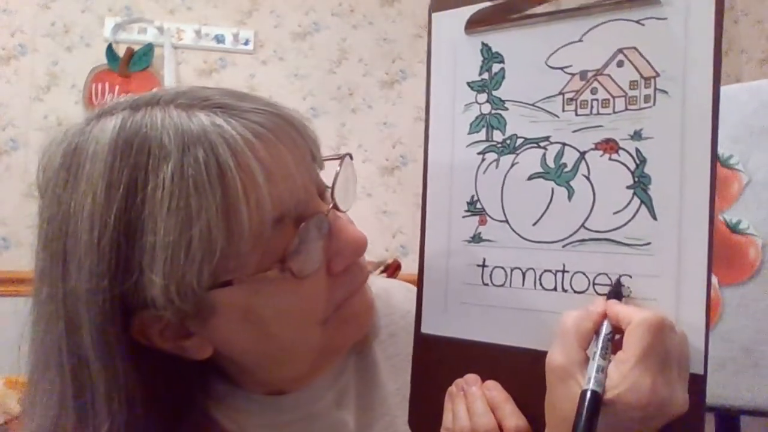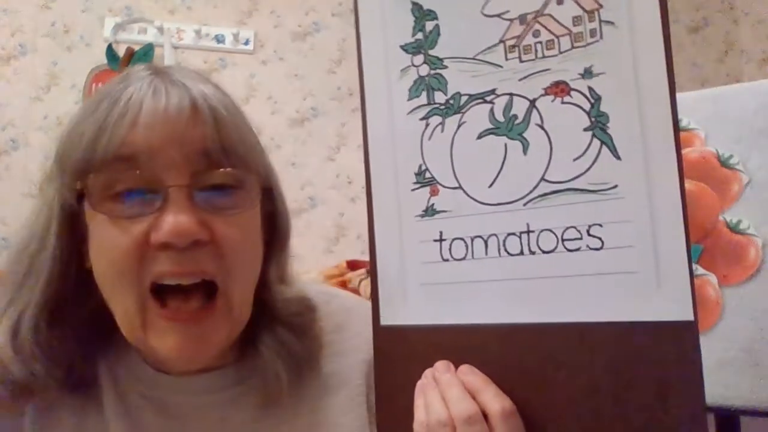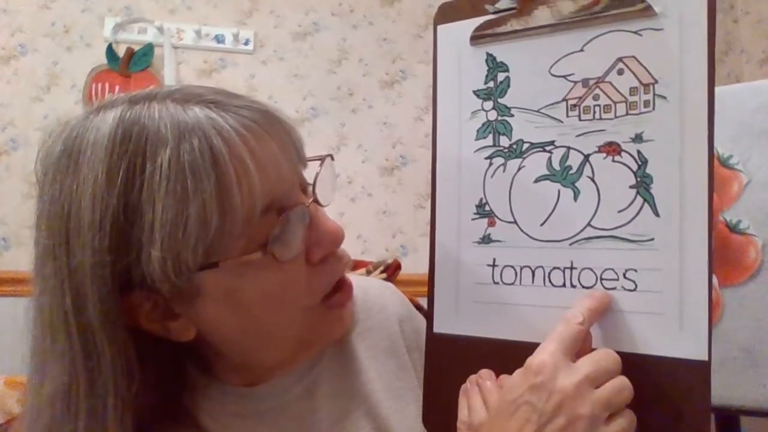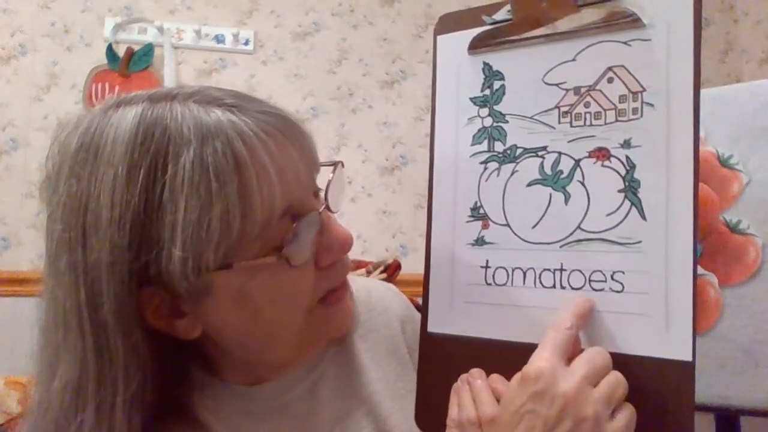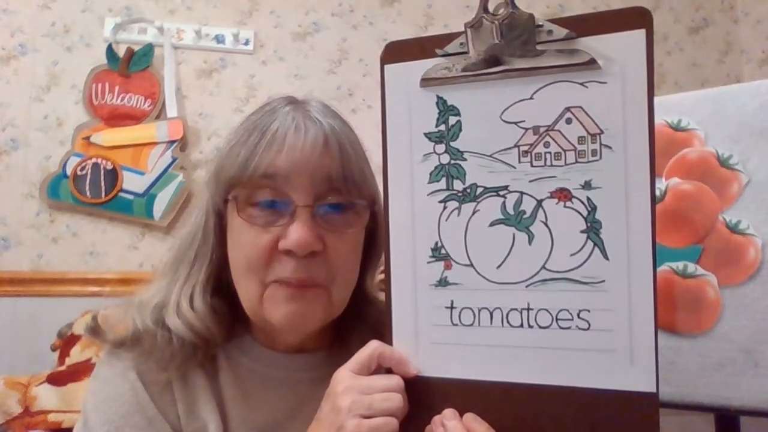Okay, we're almost done. We only have one more letter, and it's a squiggly one. What letter did Miss Kathy make? S. Good job. What word did I make? Can we read this together? Tomatoes. Tomatoes! Have you ever seen a tomato grow in your garden?